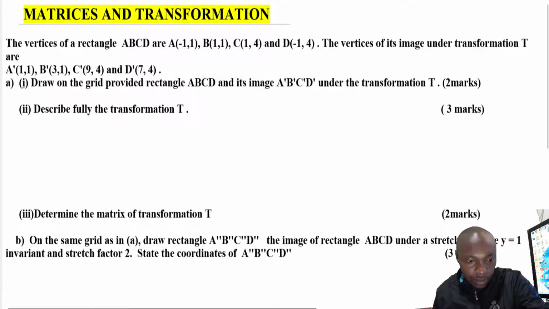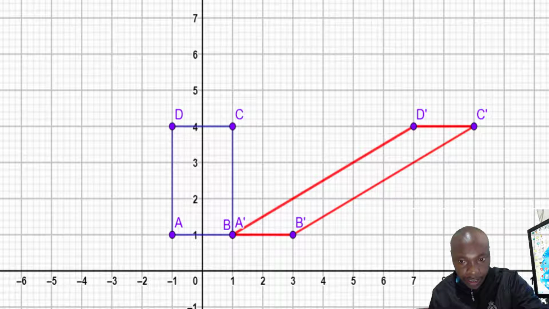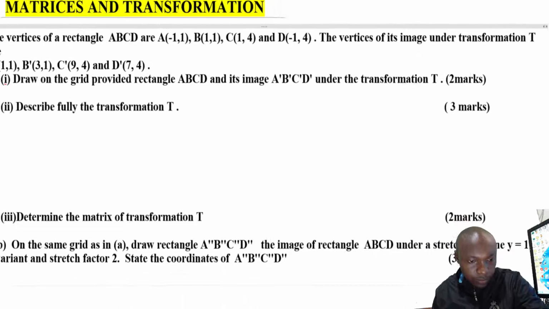So let's go to the plotting. I've already done the plotting. So when you plot ABCD and its image, this is what you get. The image is in red. That is 2 marks, 1 mark each for the object and the image. So let's go to the second question.